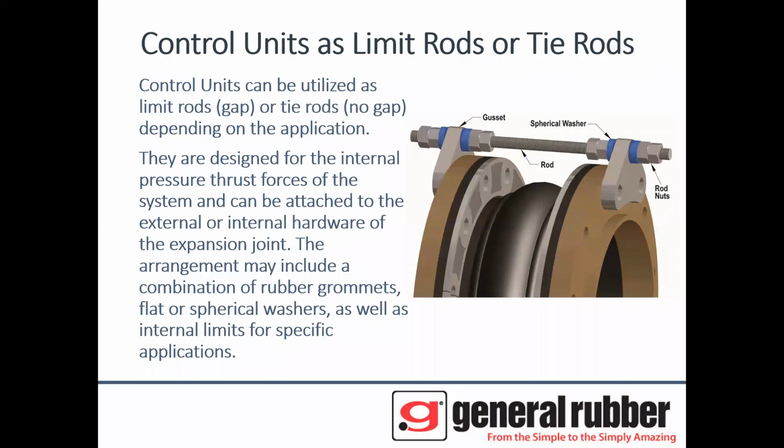Limit rods have a gap between the nut and the gusset plate. Tie rods have no gap. It's basically finger tight. And they are both designed for the internal pressure thrust force in the piping system.